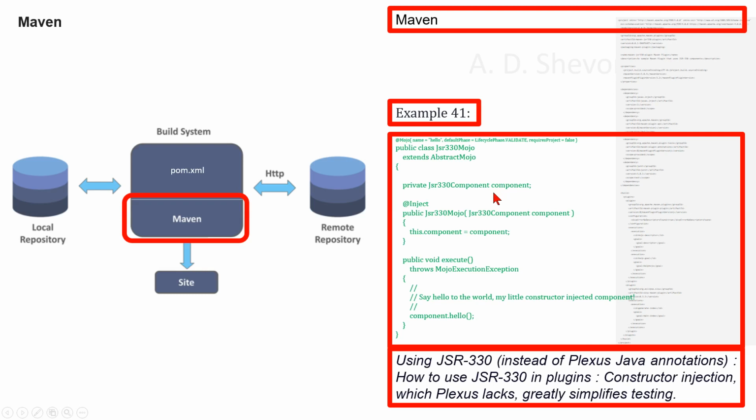In this simple case, you can actually test the plugin without using the plugin testing harness, because you can instantiate the JSR 330 component and JSR 330 mojo directly and wire everything up manually using constructor. Constructor injection with Plexus Lex greatly simplified the testing.